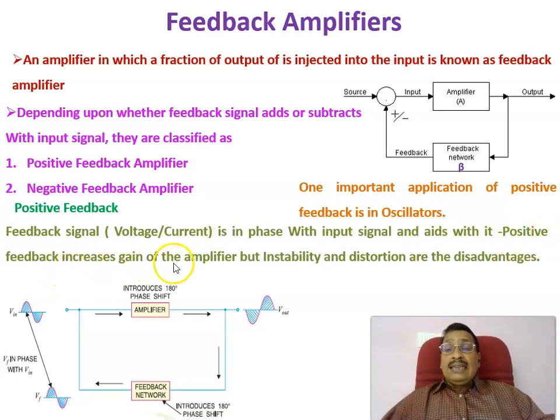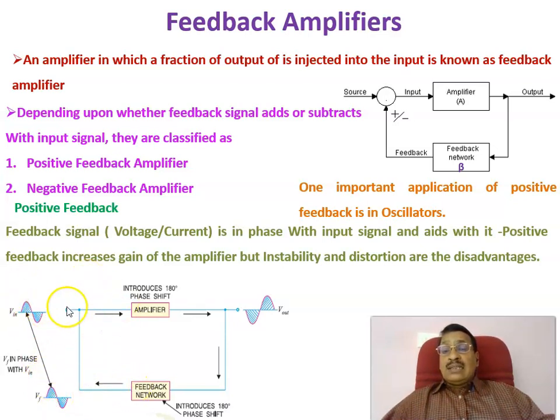In positive feedback, the feedback signal is adding with the input signal, and positive feedback increases the gain of the amplifier, but stability is less in the case of positive feedback. Instability and distortion are the disadvantages of positive feedback amplifiers. As we have seen here, the input signal is there and a portion of the output signal is fed back. You can see that this is in phase with the input signal, both are in phase. That is why this is called positive feedback.